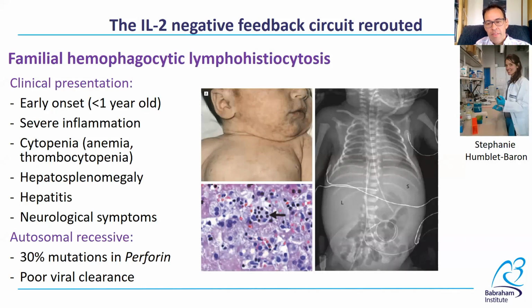When onset occurs, there's normally a matter of hours or days before the patient will die if they're not treated very fast with very heavy immunosuppression. Now, 30% of these cases are due to mutations in a gene called perforin, which is a gene that inflammatory CD8s and NK cells use to kill off infected cells. So these are patients that have got poor viral clearance, and for some reason, this drives them into a severe inflammatory state with anemia.